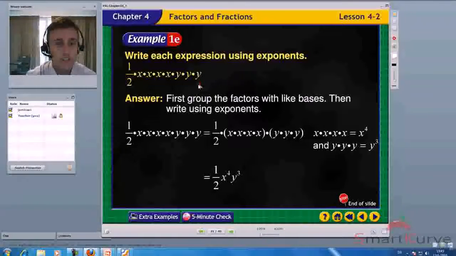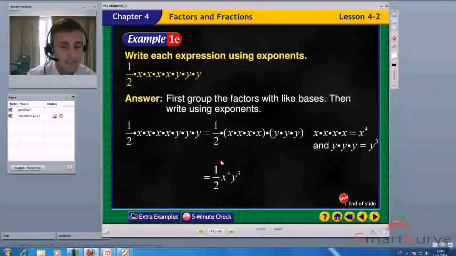Write each expression using exponents. 1/2 times x times x times x times x times y times y times y. First, group the factors with like bases, then write using exponents. So we have 1/2, 4 x's, 3 y's. So we know it's x to the 4, y to the 3, and we keep the 1/2 the same. 1/2 x to the 4, y to the 3. This is the same as writing it like this.